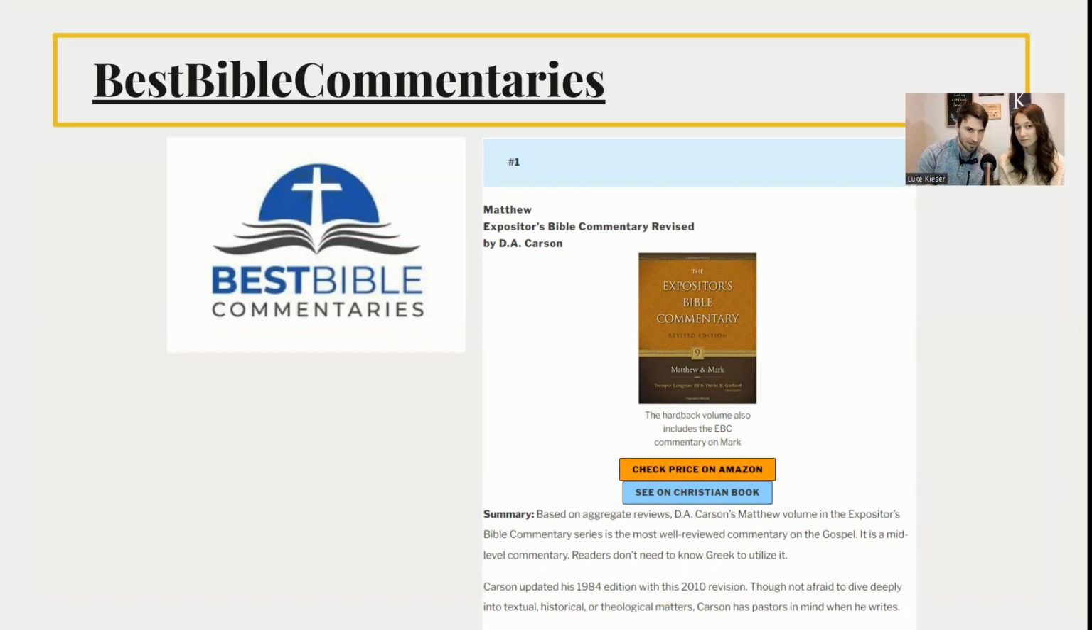Here it says number 1 is Matthew in the Expositor's Bible Commentary. Expositor's Bible is the series, by D.A. Carson. Down below, it gives you a summary of it, and it even tells you who D.A. Carson is and what perspective he's coming from and stuff like that.